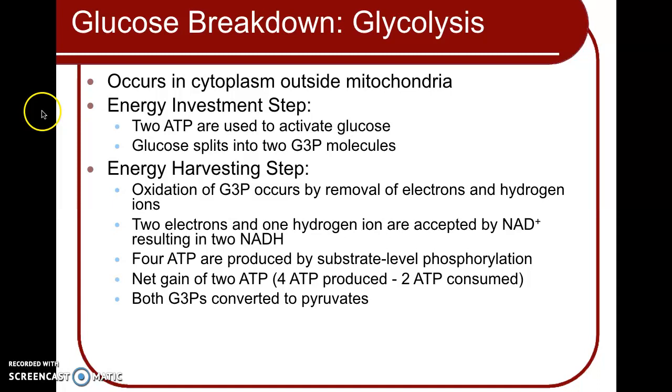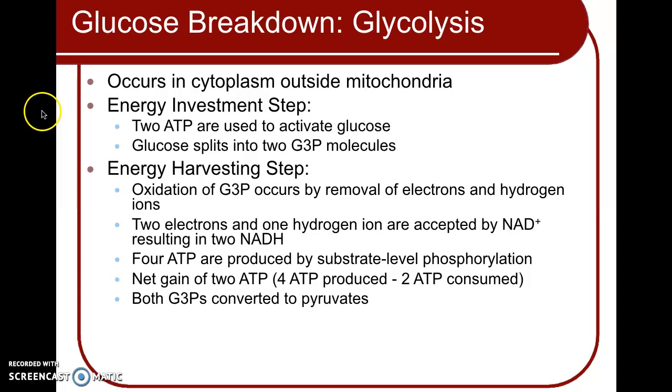All right. So glycolysis. Glycolysis occurs in the cytoplasm. So again, it's outside the mitochondria. It takes energy to start this thing off. It's like a match you have to light to get the fire going, get the boiler going. So when we're breaking down glucose, you have to have a little bit of energy to start the process. So 2 ATP are used to activate the glucose. This splits the glucose into what we call pyruvate or G3P molecules.